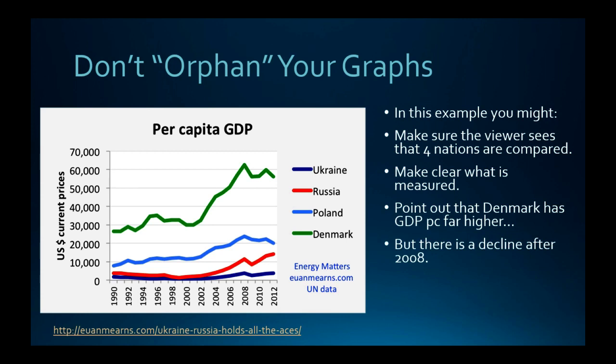But you do see a decline after year 2008. That's something else that might be interesting to point out. You might point out that Russia has a lower income, but also kind of shows that same kind of pretty drastic decline, as does Poland. So again, that's what I mean by don't orphan your graphs. If you use a graph, you need to walk the viewer or the reader through why it's there and what it shows them.